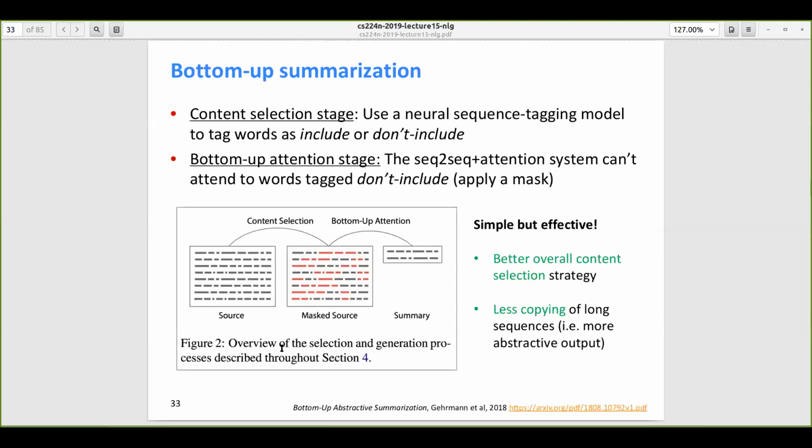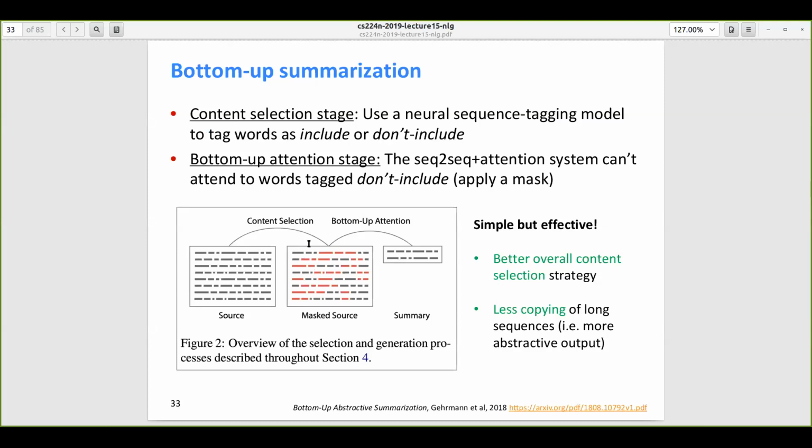What is that? As we can see here, there are two phases. One is the content selection phase, the other is the bottom-up attention stage. On the left we have our source text, and then we have something called the masked source. In the content selection phase, the source text is passed to a sequence tagging model. A sequence tagging model is nothing but a sequence labeling model. Depending on what it is trained to do, it goes through the text and tags or labels the words. In this case, for every word it puts a tag saying include or don't include.